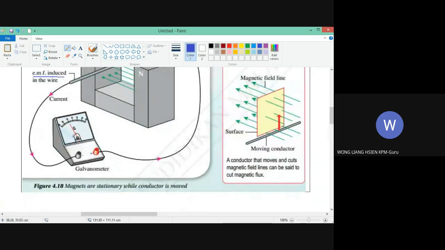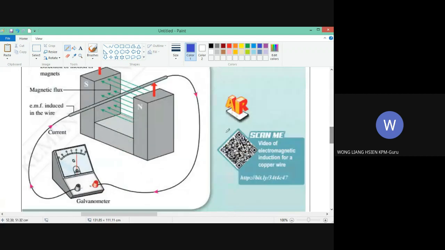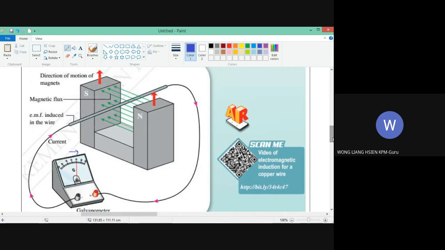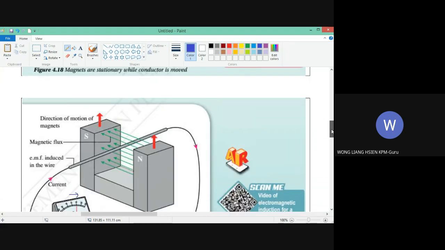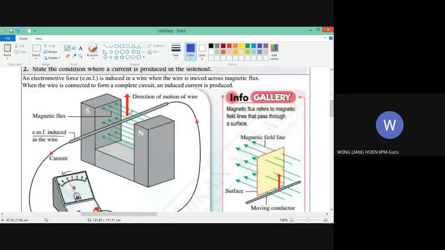Here, you see the direction of the galvanometer is to the left, right? This one, the direction of the galvanometer is to the left. This one, the direction of the galvanometer is to the right. So why is it like that? The reason is because the direction in which the conductor or the wire cuts the magnetic flux is in the opposite direction. You look at this one, the wire goes up, right?